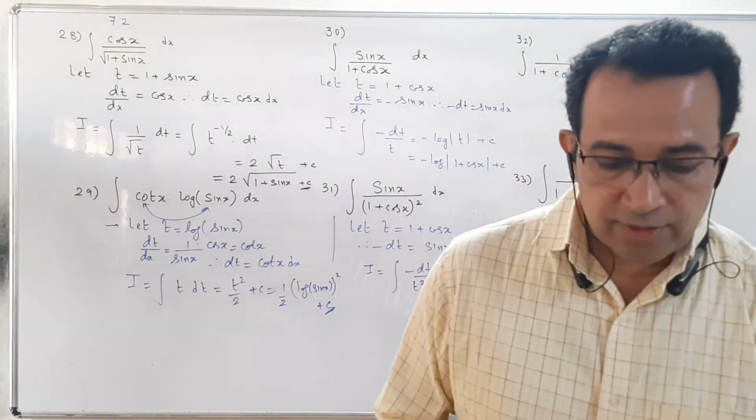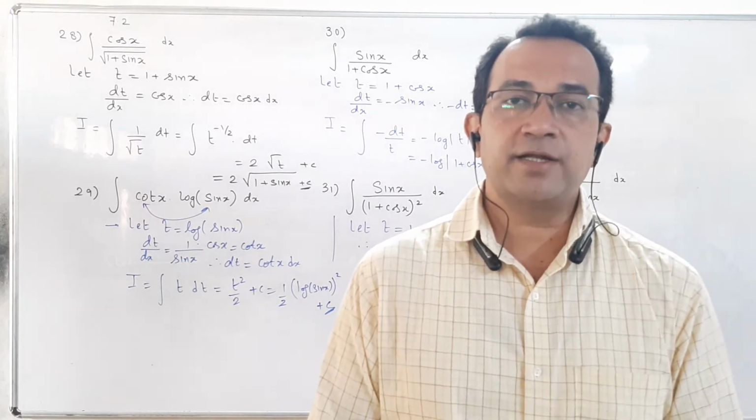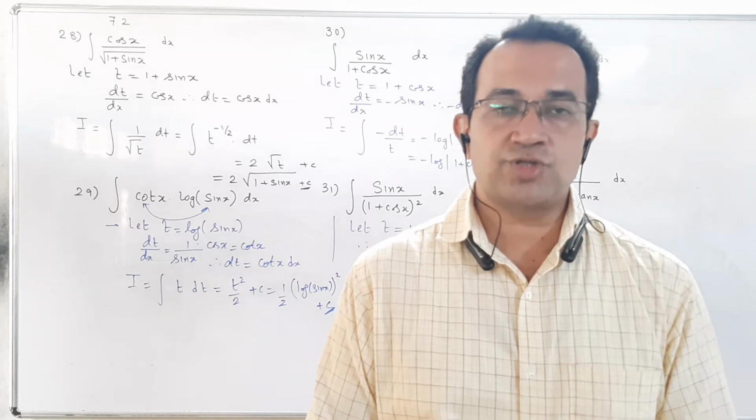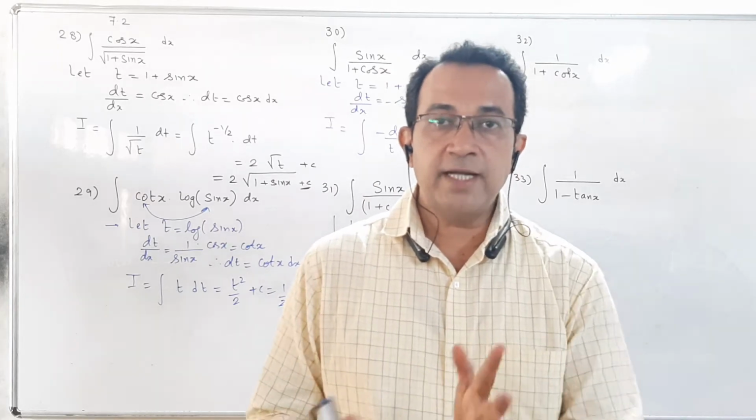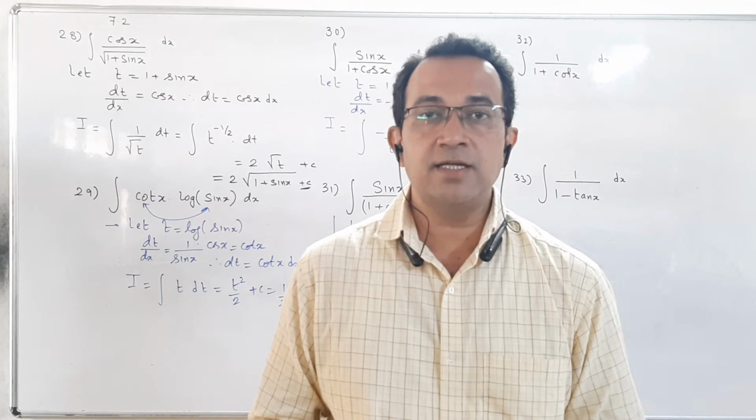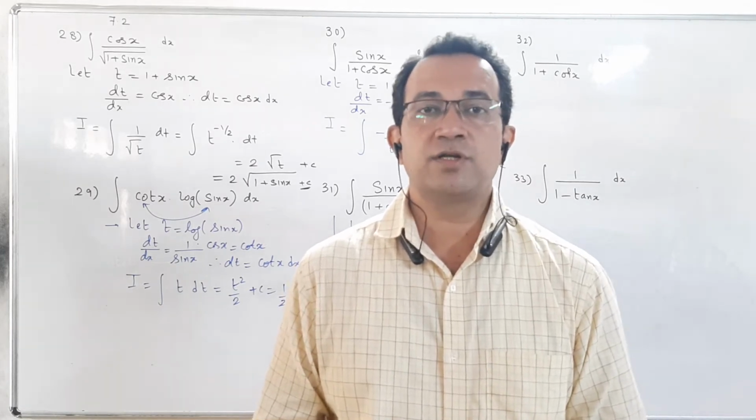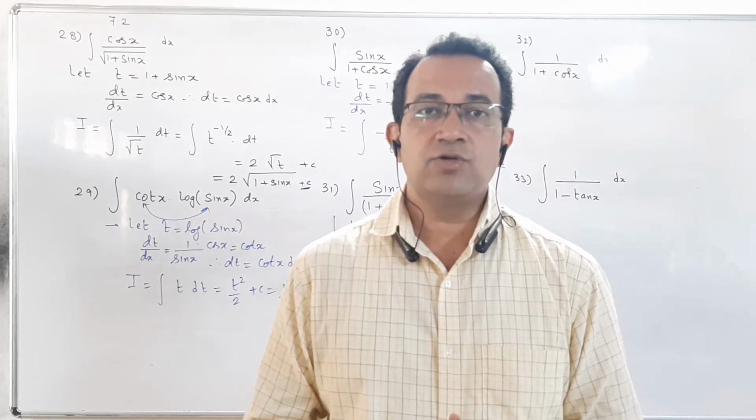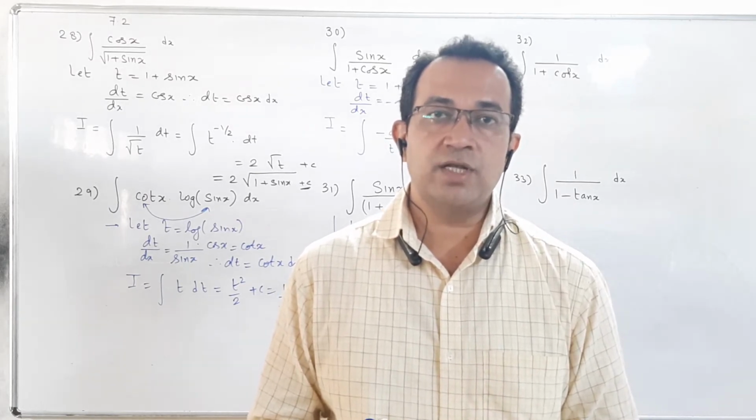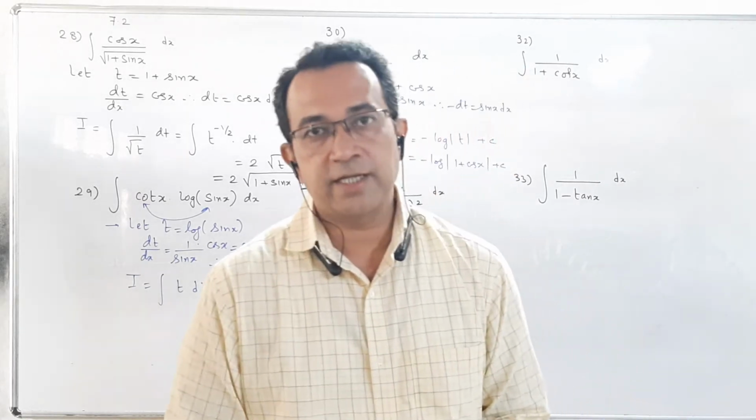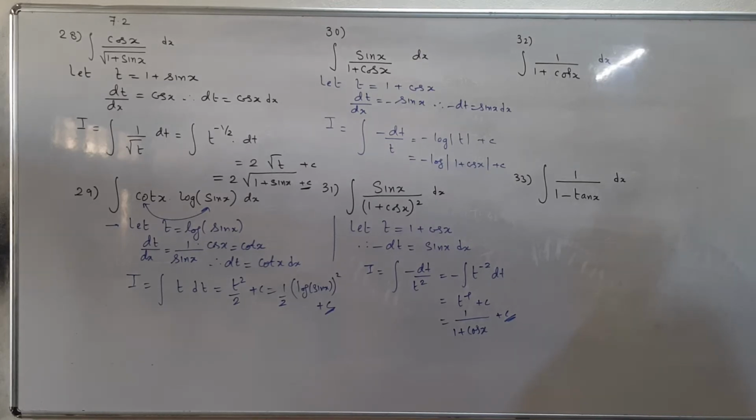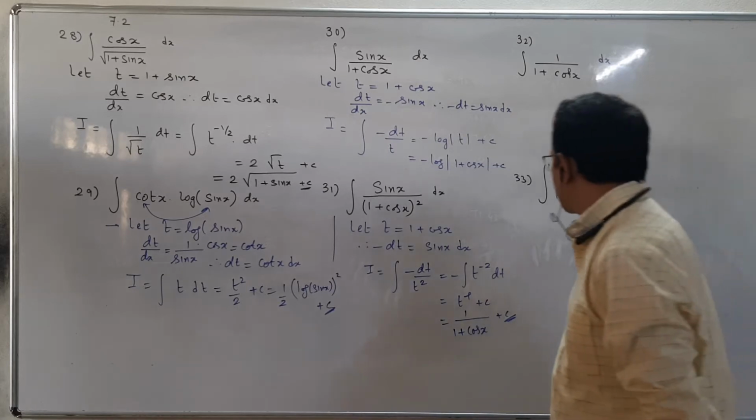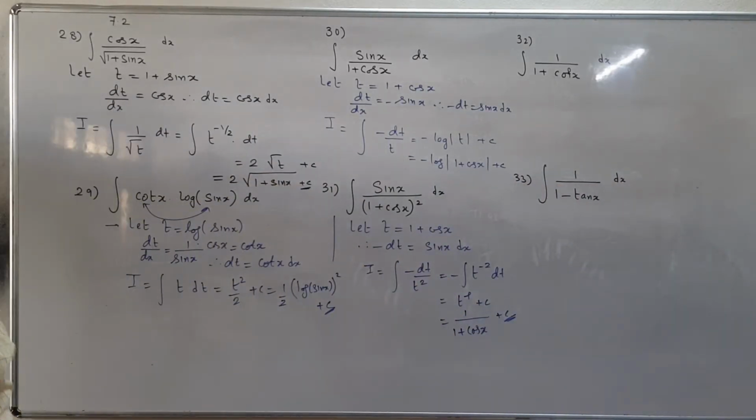So students, now I suppose all of you are familiar with the method of substitution. After this, immediately we are going to do the chapter of differential equations. Keeping pending chapter 8, we are going to do chapter 9 immediately, because chapter 9 and chapter 8 are a thorough revision of integration. Unless you are very thorough with integration, this will not work out. So pay attention. Now students, in sum number 32, it is 1 upon 1 plus cot x dx, and in sum number 33 it is 1 upon 1 minus tan x dx.